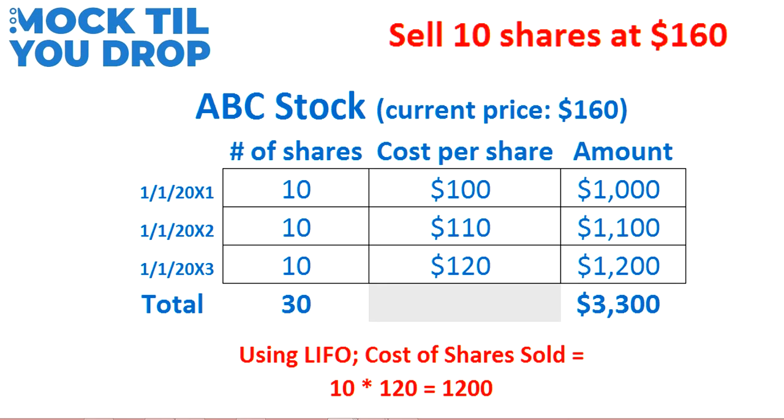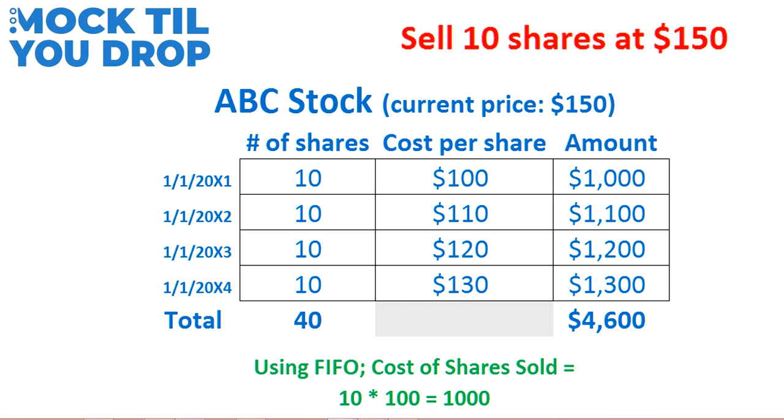Now let's see what happens if we were to use FIFO instead, and then we're going to do a comparison between both the FIFO and the LIFO methods. So we're still going to sell the 10 shares of ABC stock, but by using FIFO, we're going to start with the cost basis of the first shares purchased and work forward. So we're going to sell all 10 shares at the $100 cost per share, which gives us a total cost of $1,000 using the FIFO method. What this also means is that there's $3,600 worth of shares left in inventory at the end of year 4, and we get this by subtracting the $1,000 from the original cost basis of $4,600.